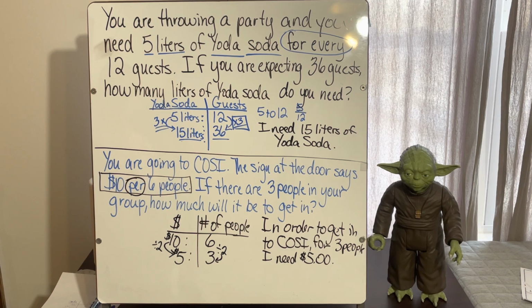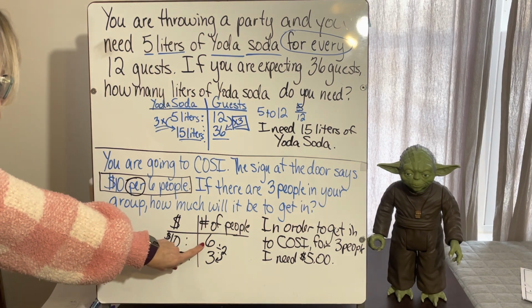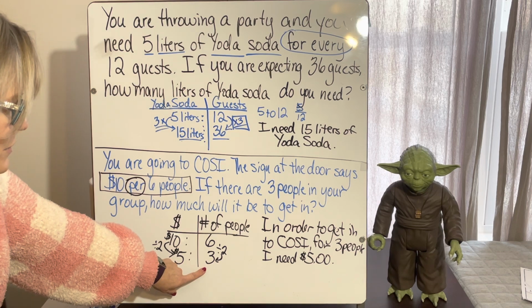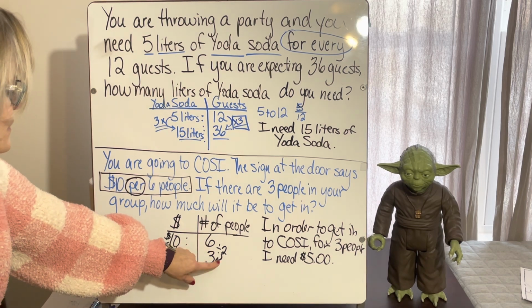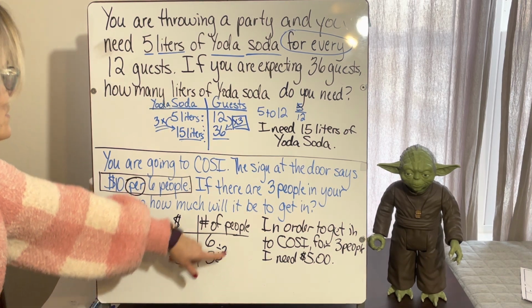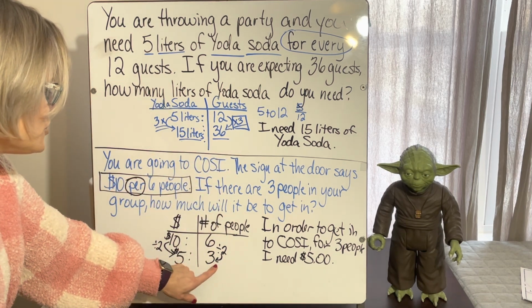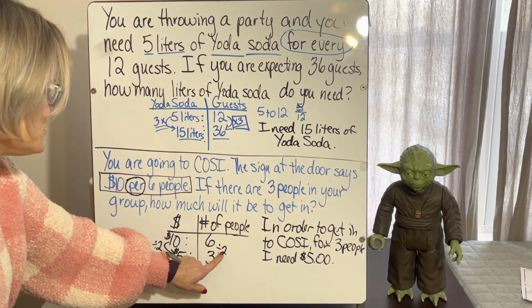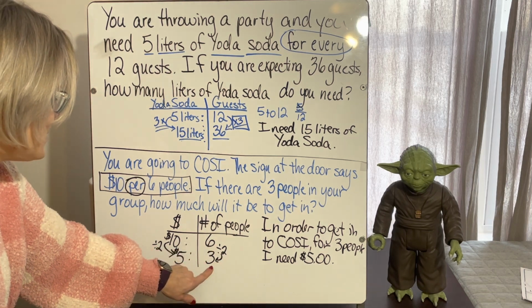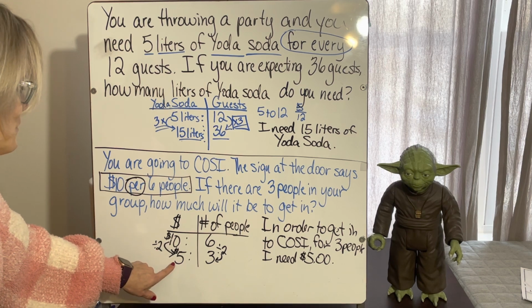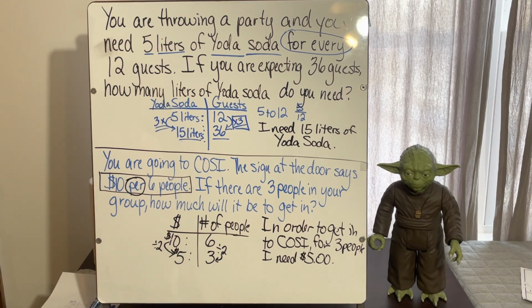All right, so here again, I had to look at my relationship between the number of people on the sign and the number of people in my party. And I saw that the number was getting smaller. So this time, instead of multiplying, I was dividing. I found the relationship between those numbers. It's divided by 2. 6 divided by 2 gives me the 3. So $10, divide that by 2, that gives me the $5 for the amount of money I will need to get into COSI.